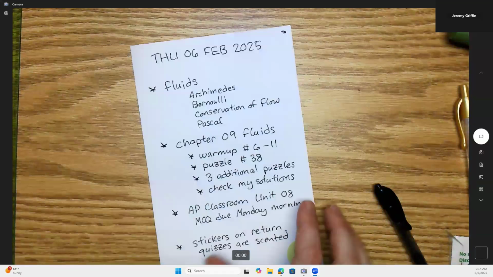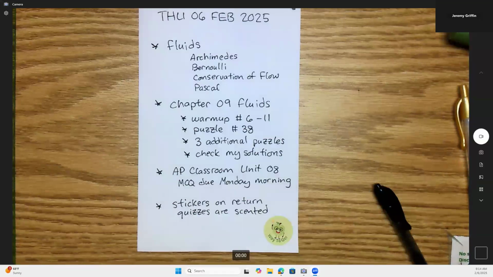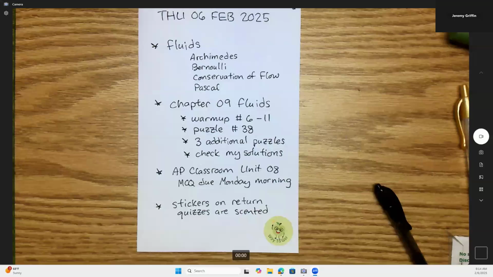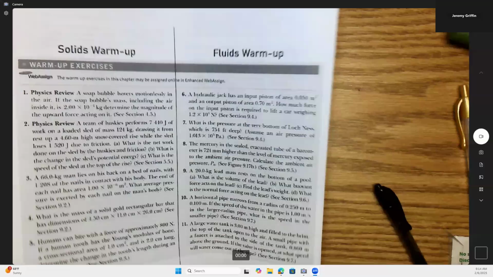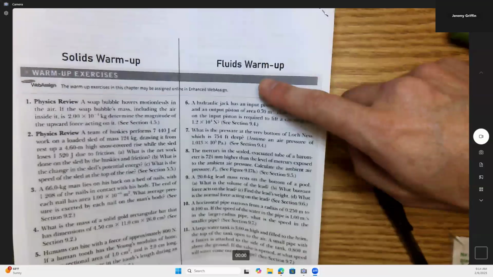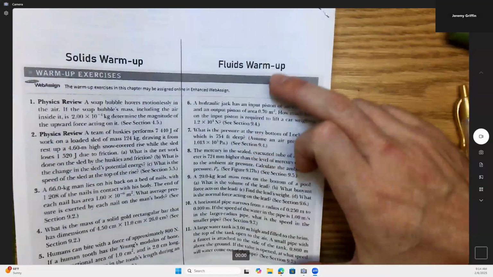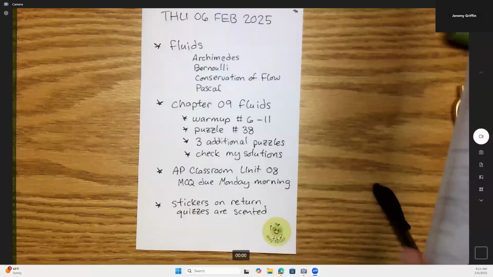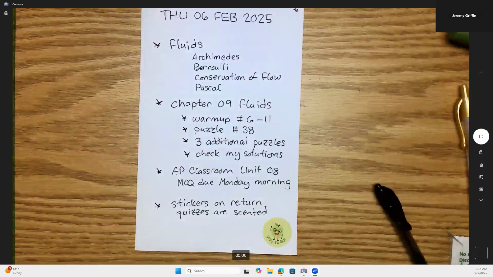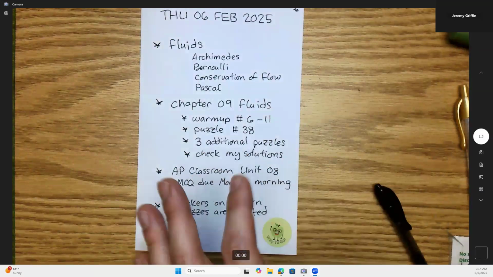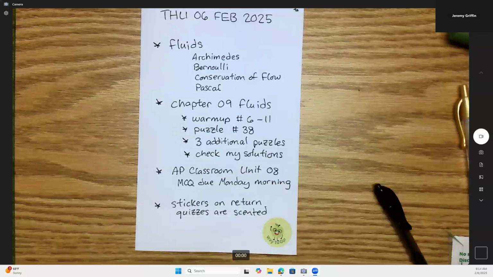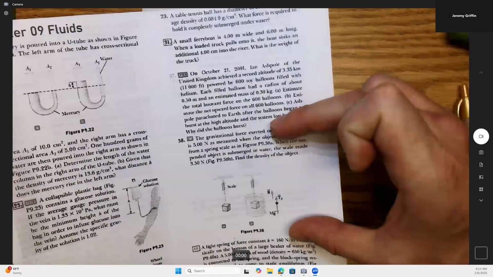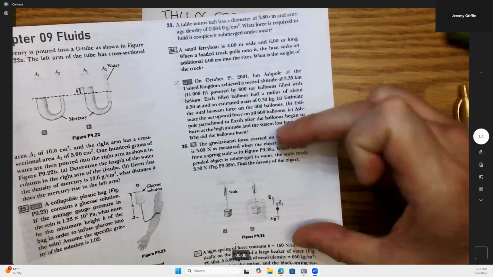All right. So you guys got your puzzles out, right? You guys got your chapter 9 fluid puzzles. Okay. So here's how we do this. If you flip it over, the warm up on the back. Just focus on the fluid side. So number 6 through 11 are fluids questions, and they should check all the boxes of all the basic kinds of questions that can be thrown at you. So Archimedes, Bernoulli, Pascal, conservation of flow, they're all in there somewhere. I want everybody to try to actually do number 38. That's a good question there.